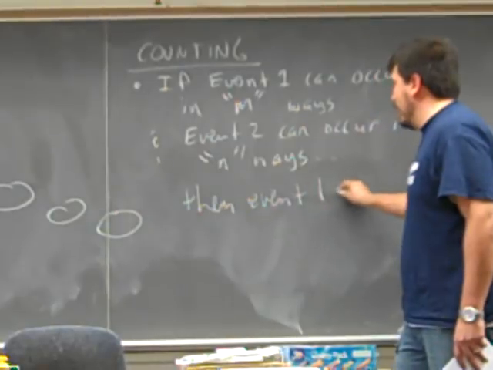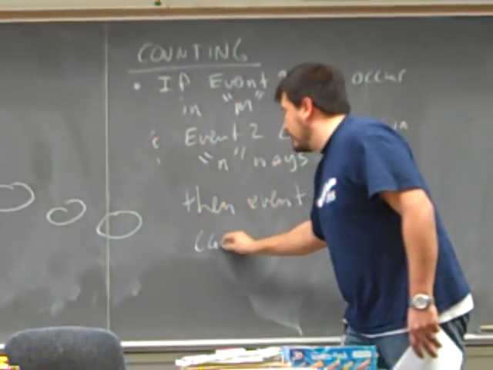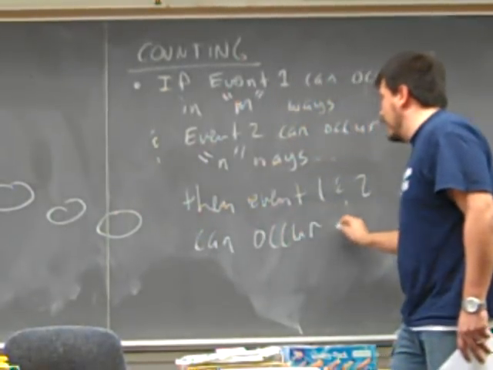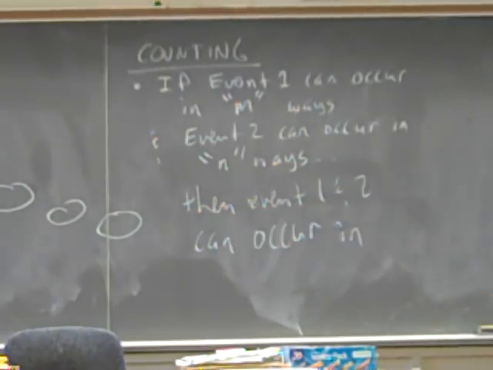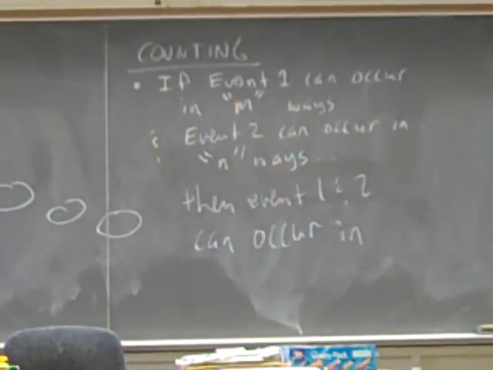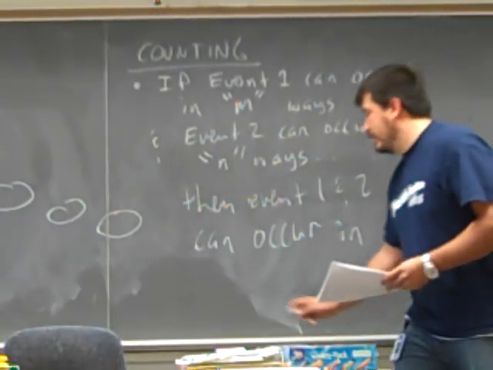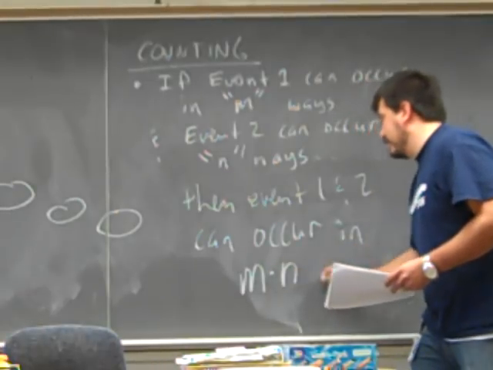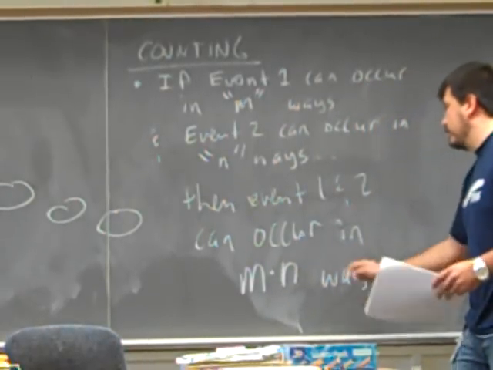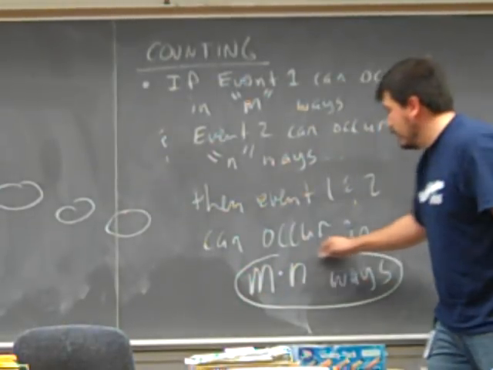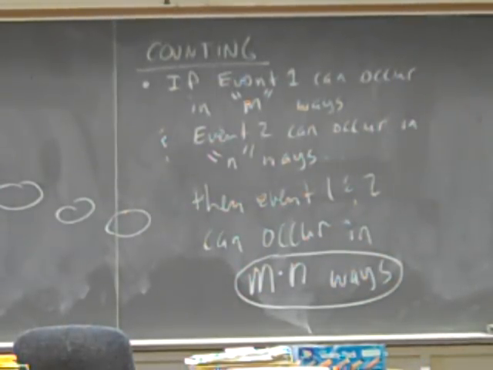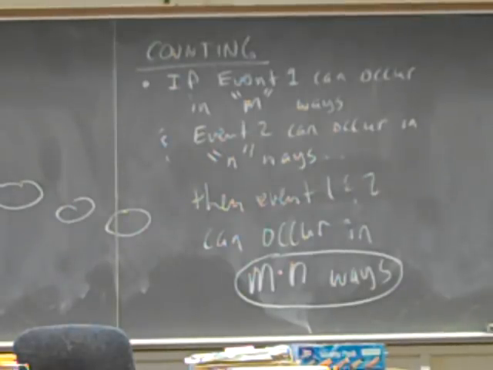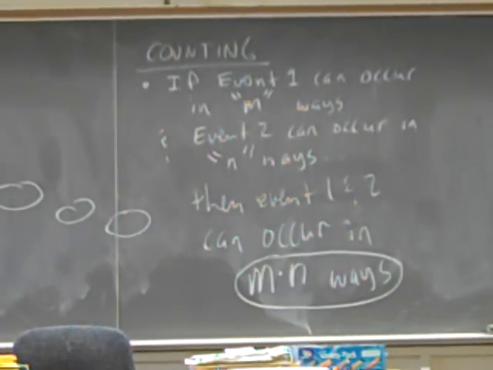then event 1 and 2 can occur in, those of you that have been here, how many ways? M times n ways. This is what we call the fundamental counting principle. Okay? Simply saying that you just multiply your possibilities.